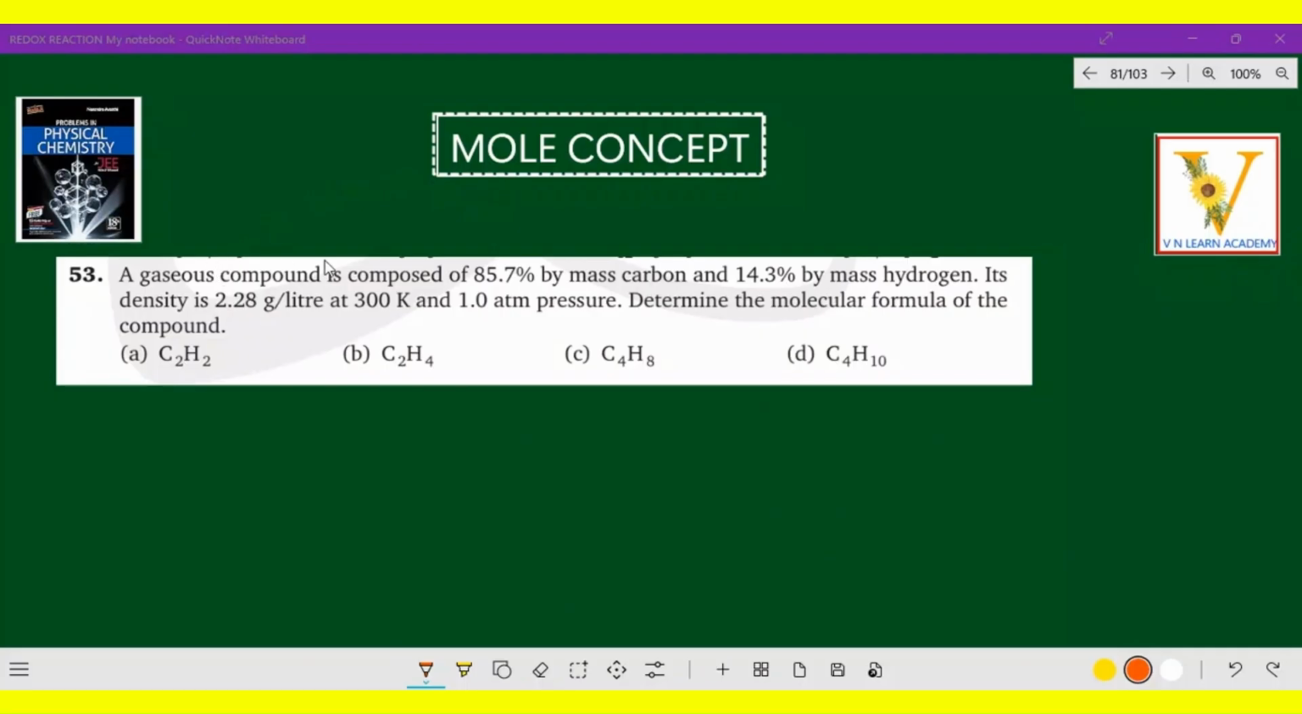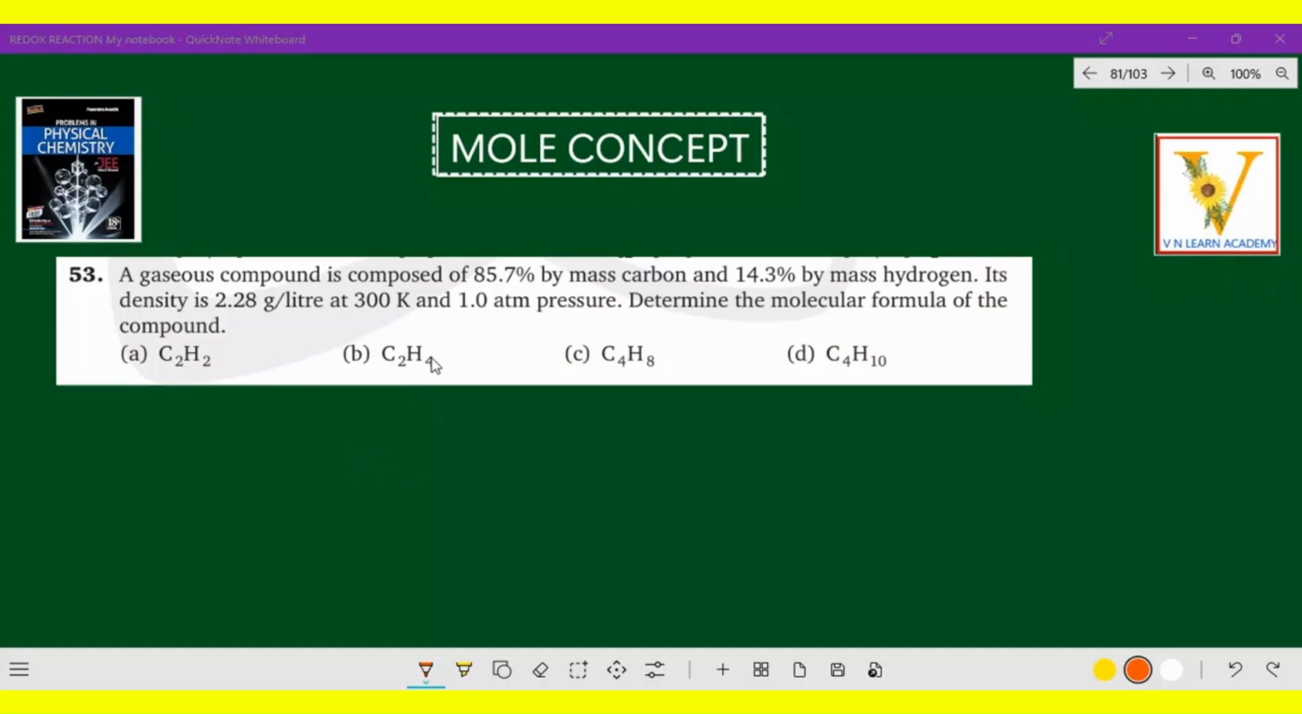The next question: a gaseous compound is composed of 85.7% by mass carbon and 14.3% by mass hydrogen. Its density is 2.28 gram per liter at 300 Kelvin and 1.0 atmospheric pressure. Determine the molecular formula of the compound. See, this is a gaseous compound, no? So we can go that way. Density they have given, so we can go for the ideal gas equation.